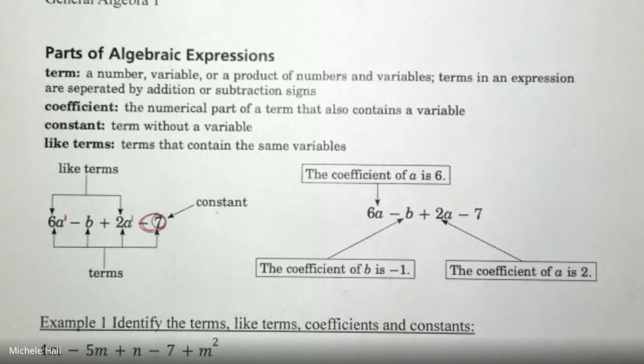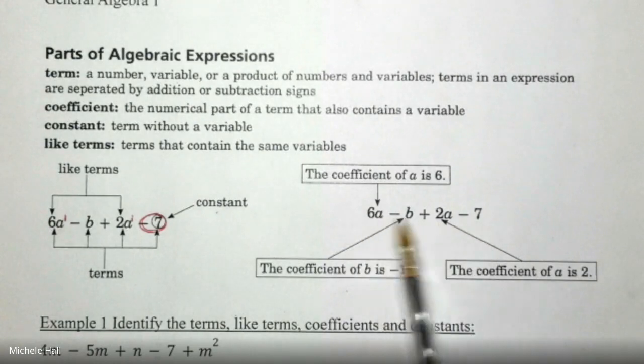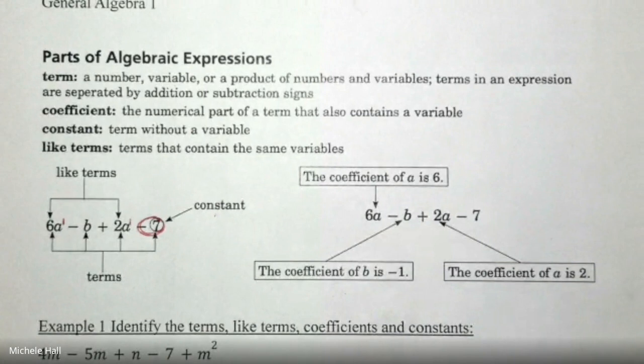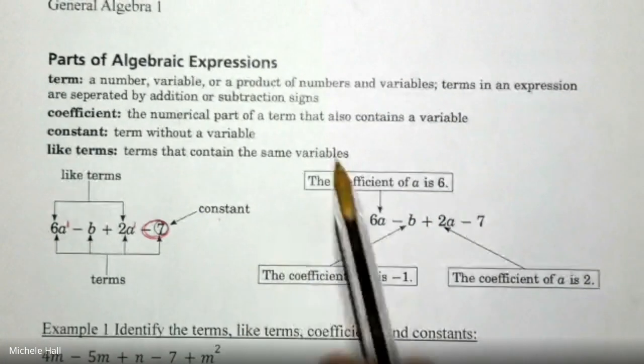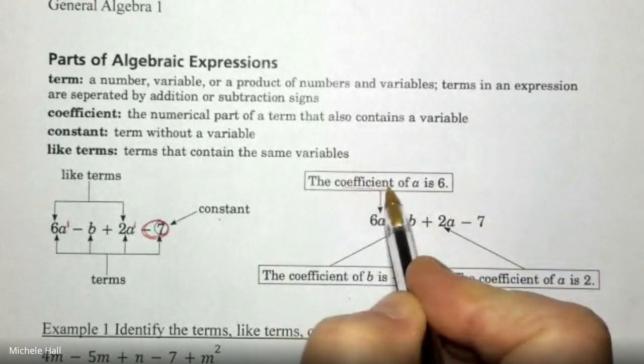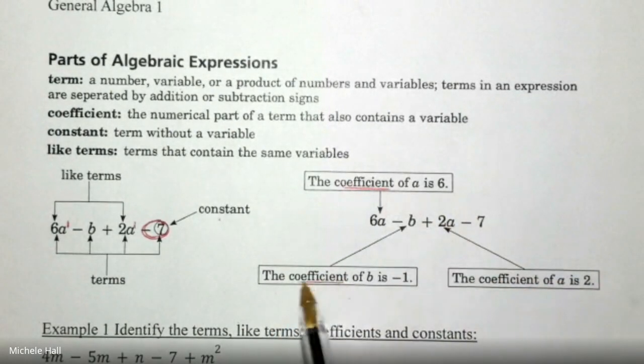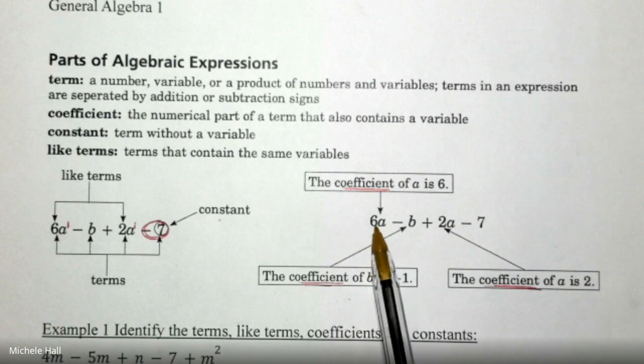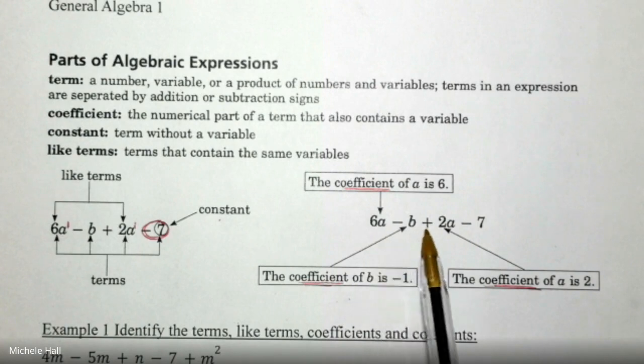There are some other definitions that we have. And so if you copy down that expression again, we can talk about some other things about this expression. We like to talk about the coefficient. The coefficient is the number that's in front of the variable. And so here's my variable a. 6 is the coefficient. Here is -b.